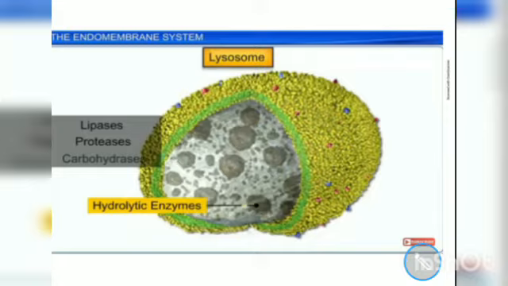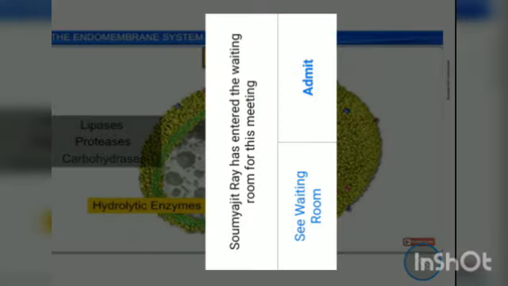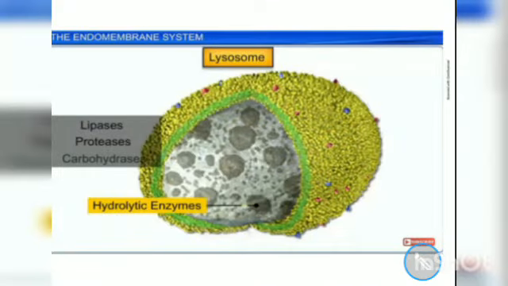And also when the cell is going to die, at that time the lysosome bursts and the digestive enzymes digest all the materials present in the cell, so the lysosome is called the suicidal bag of the cell. Generally the hydrolytic enzymes present in the lysosome are lipases, proteases, carbohydrases.